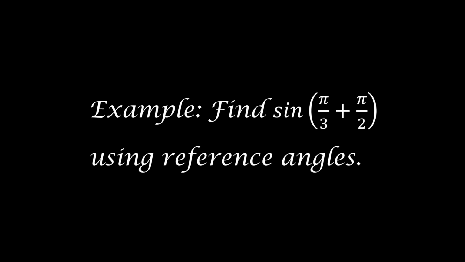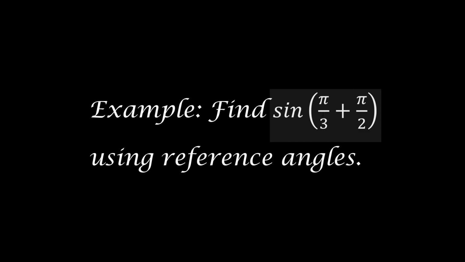Alright guys, we have another example here. Find sine of pi over 3 plus pi over 2 using the reference angle method. So the first thing we probably want to do is simplify this inside parentheses. What you're going to want to do is find a common denominator. The common denominator here is probably 6.